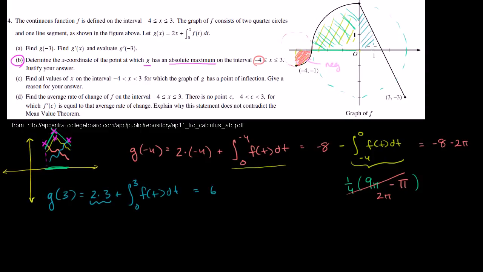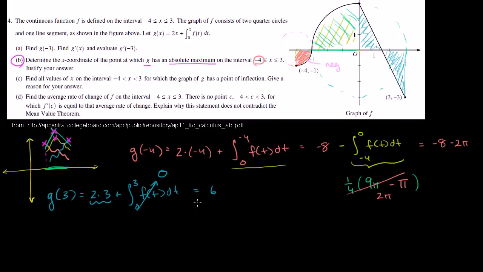So we have positive area over here, and then we have an equal negative area right over here because it's below the x-axis. So the integral from 0 to 3 is just going to be 0. You're going to have this positive area, and then this negative area right over here is going to completely cancel it out because it's symmetric. So this thing is going to evaluate to 0. So g of 3 is 6.